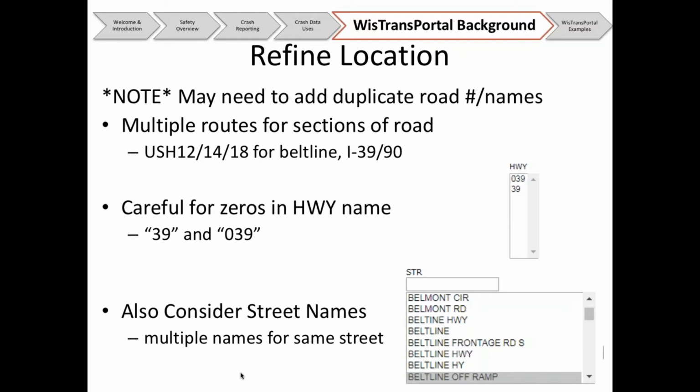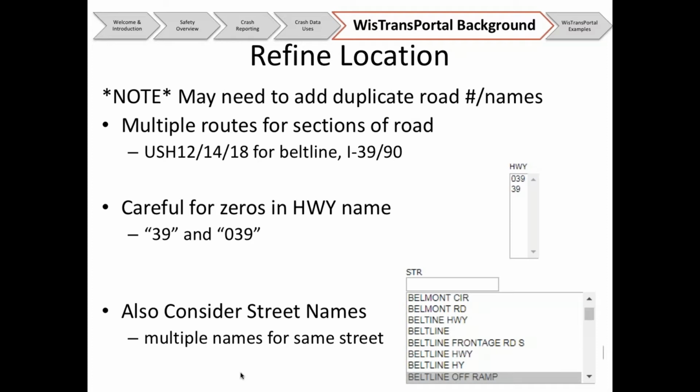The other option is to use a map and be able to kind of look at it that way, which we'll show an example of here in just a little bit. The other way would be to download all of the crash data for a county or municipality and pull it into Excel and use the filter function within Excel to be able to start to narrow down your choices.